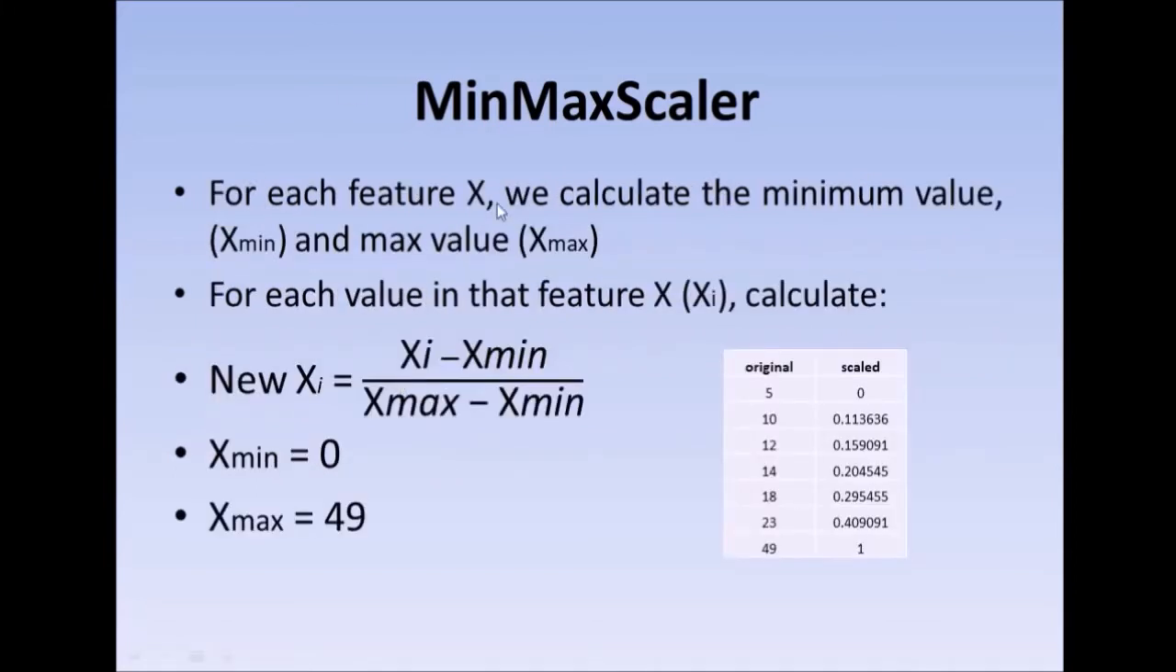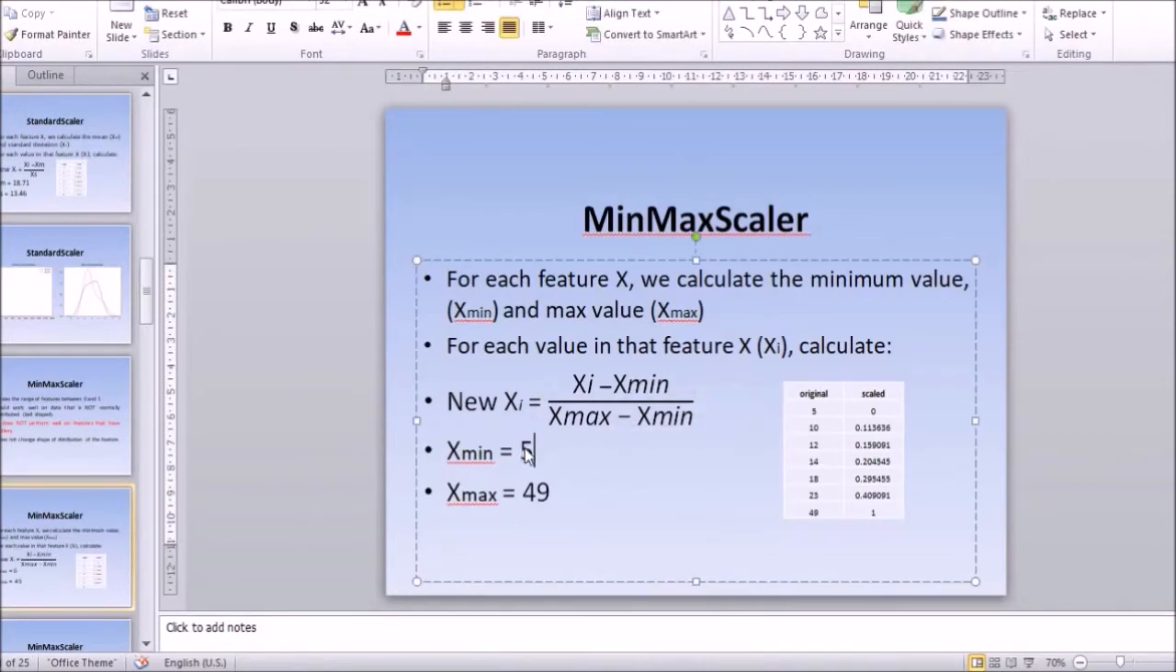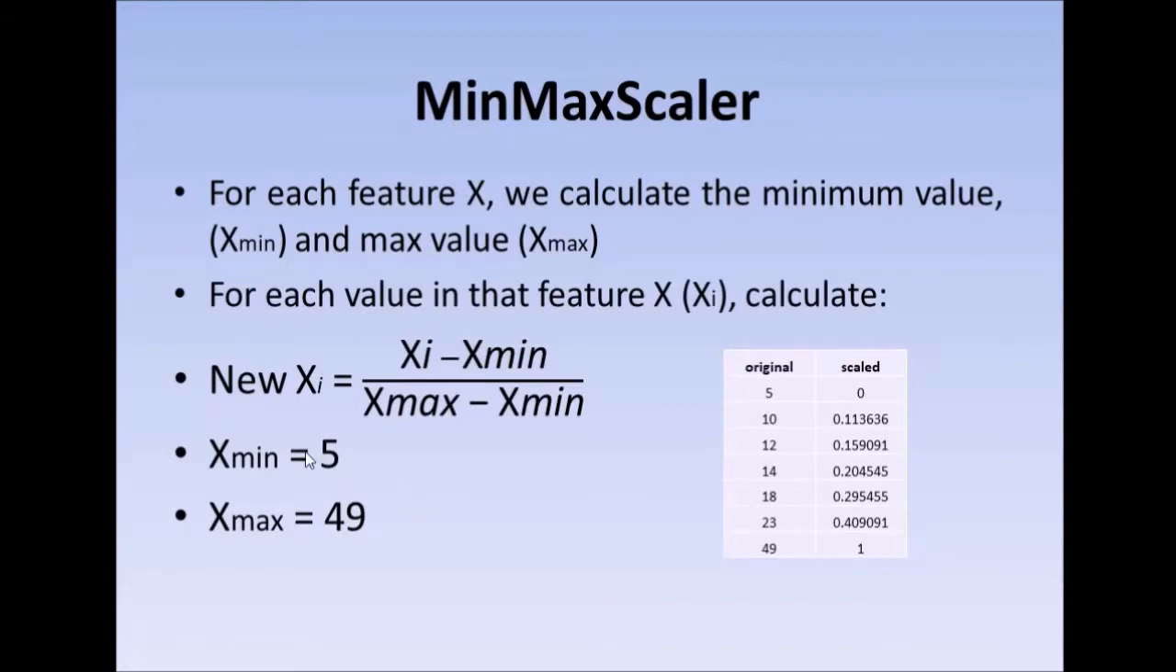So how does min-max scaler work? For each feature x, for example, if we have this age feature, we first calculate the minimum of all of these values. We find that the minimum is 5. It is not 0 actually, this should be 5, so I'll just update it. So the minimum value is 5, the maximum value is 49.